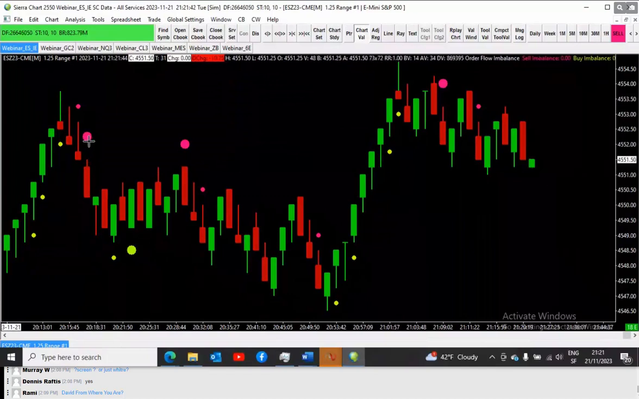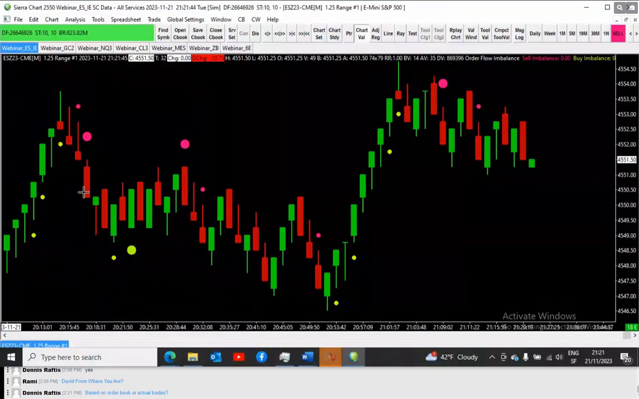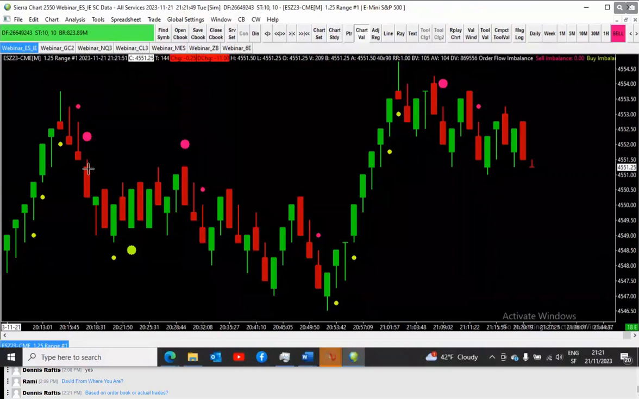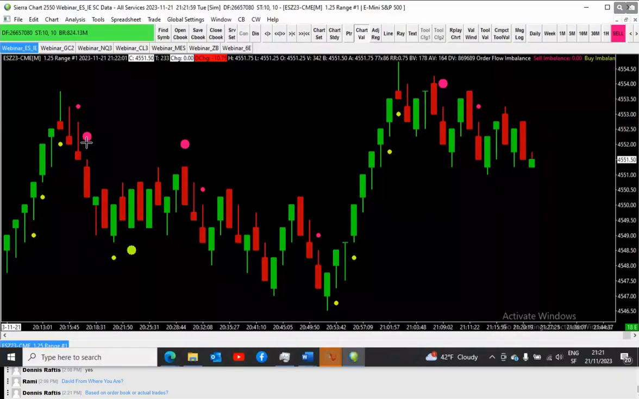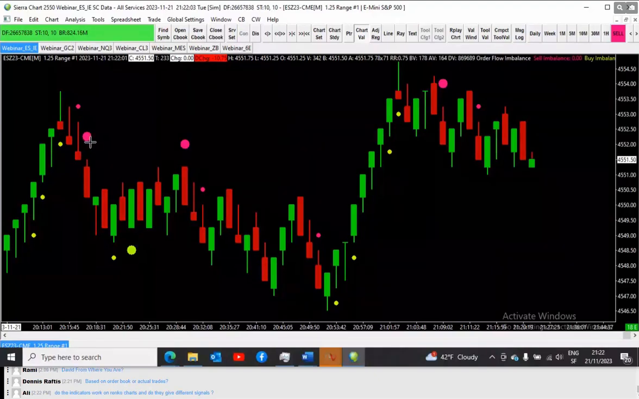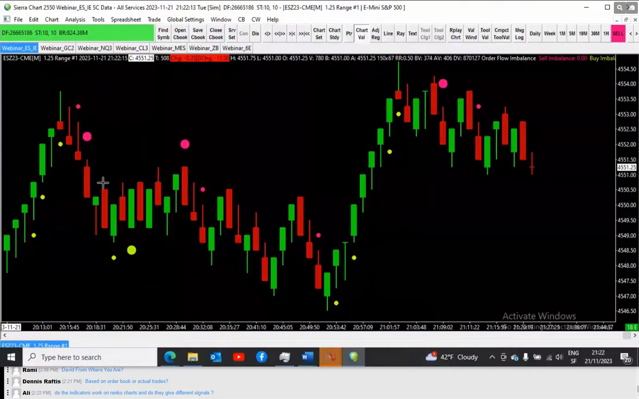So where it finds an imbalance, in this case, the offer volume or the ask volume was significantly higher than the bid volume. So it says we have an imbalance in favor of the sellers. The size of the circle is a degree of the size of the imbalance. The greater the imbalance, the bigger the circle. So here you see we have an imbalance in favor of the sellers, but it's a minor one. And same sort of deal with the buy signals.